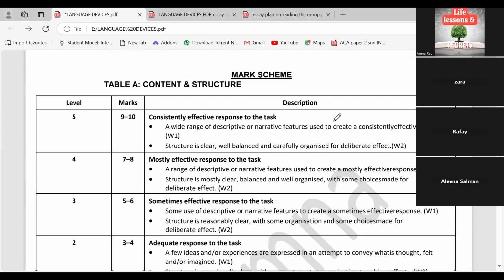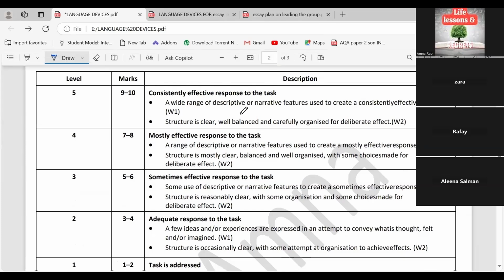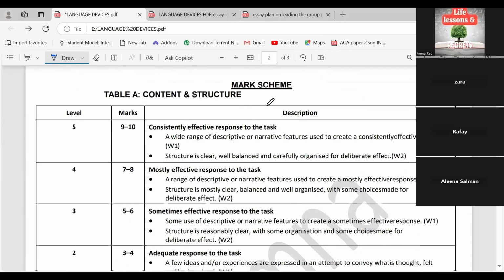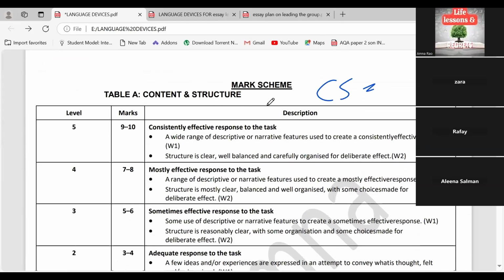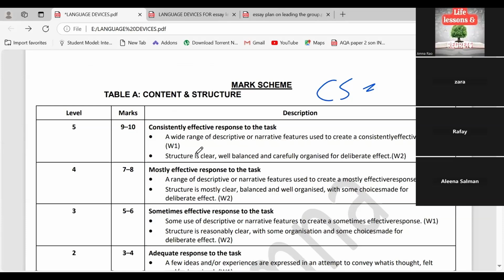And let me show you the mark scheme as well, the content structure as well as the style accuracy. This is how you are marked. When I mark essays, I always write CS is equal to. CS is actually, I'm giving you marks in this criteria. So content structure is 9 to 10 marks. Actually, these are the highest marks band, level 5, when you are using a wide range of descriptive or narrative features to create a consistently effective response. Structure is clear, well balanced, and organized for deliberate effect.